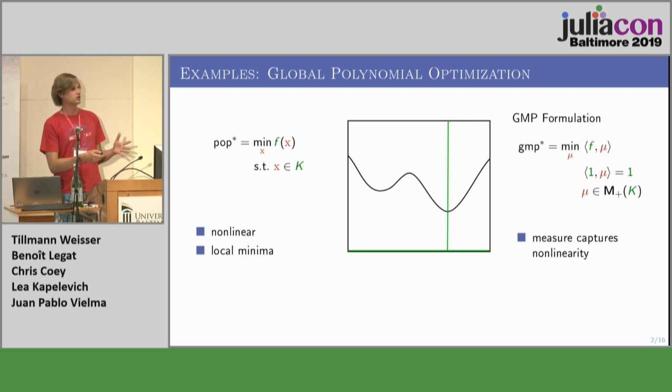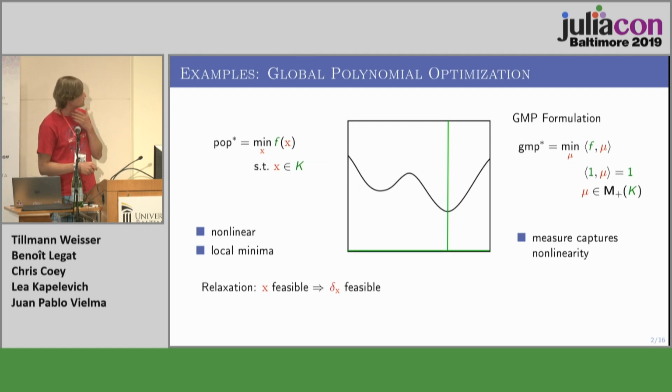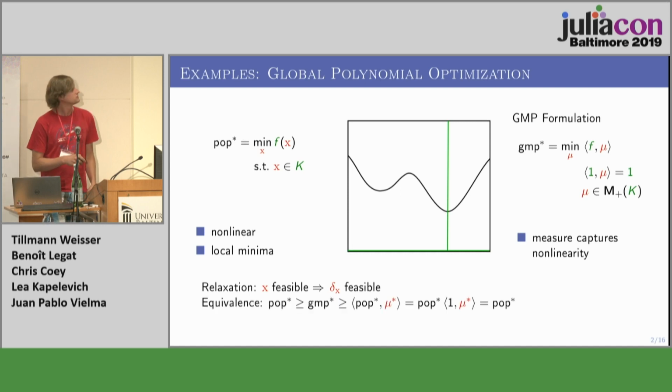A Dirac measure gives all its mass to one single point. And this is actually what we are doing here. Integrating with respect to a Dirac measure is evaluating in the point x. So you see that the generalized moment problem is a relaxation of the original problem. And actually, it's not even a relaxation, it's equivalent. The optimal value here is bigger than the optimal value there because it's a relaxation.